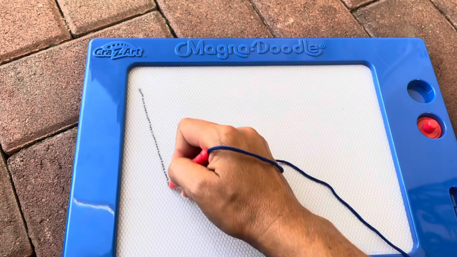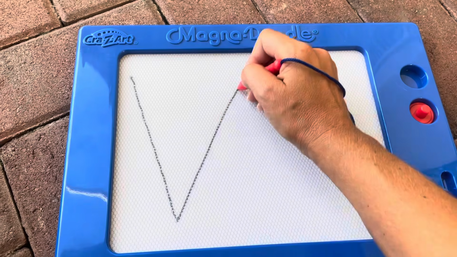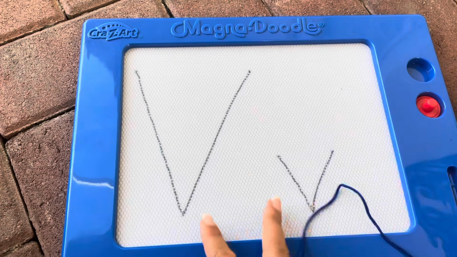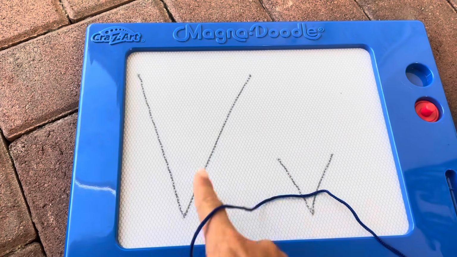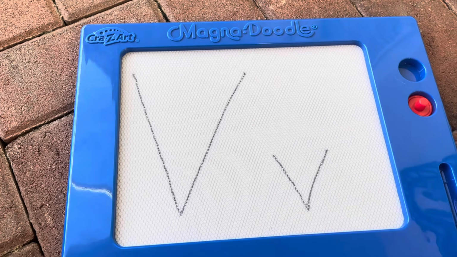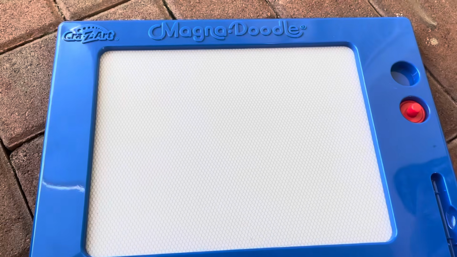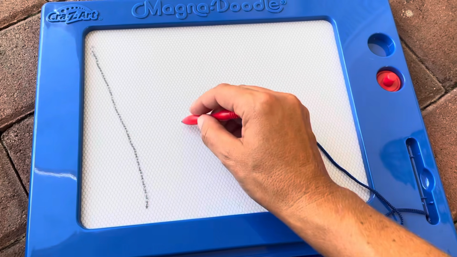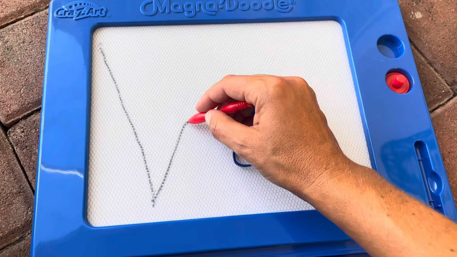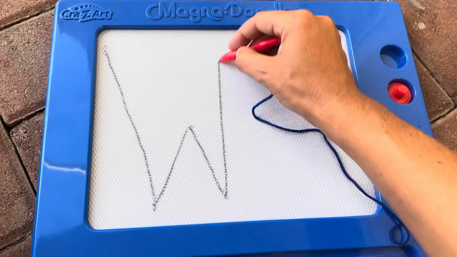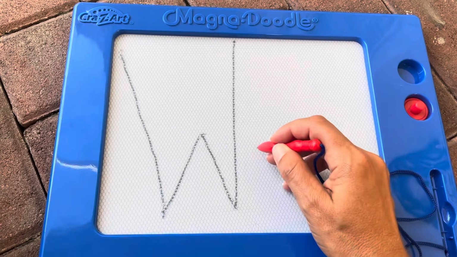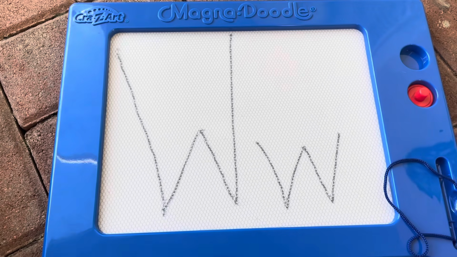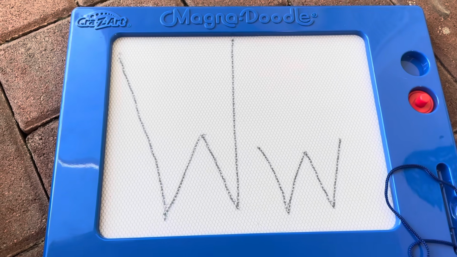V, we're gonna come down on an angle and we're gonna go back up on an angle. And a lowercase v. They're twins, only this one's tiny. And V says V, like in the word violin. Time for W. Starting at the top, we're gonna come down a little halfway, again and up. W, uppercase and lowercase. And W says W, like in the word wash.